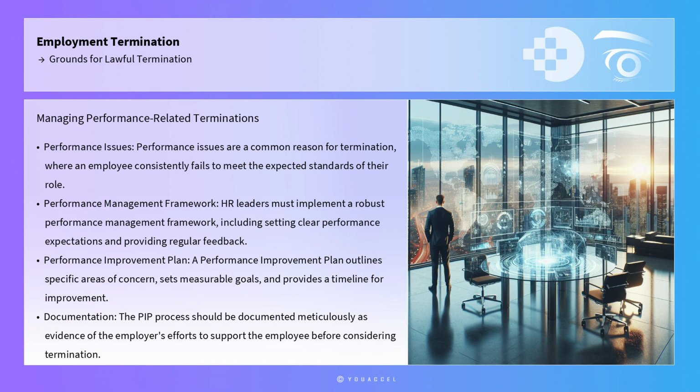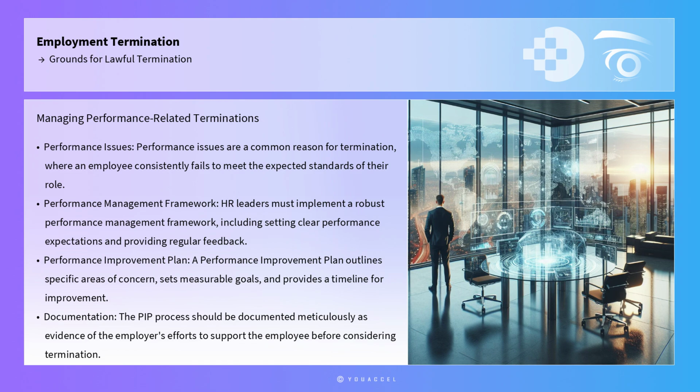Performance issues are a common reason for termination, where an employee consistently fails to meet the expected standards of their role. To lawfully terminate an employee on these grounds, HR leaders must implement a robust performance management framework. This includes setting clear performance expectations, providing regular feedback, and offering opportunities for improvement.